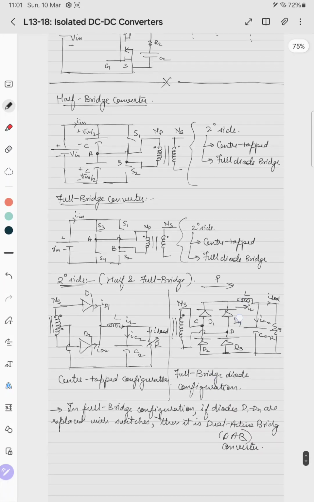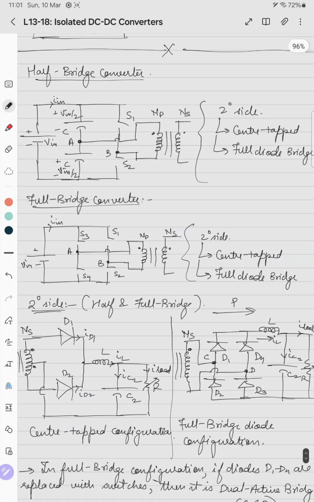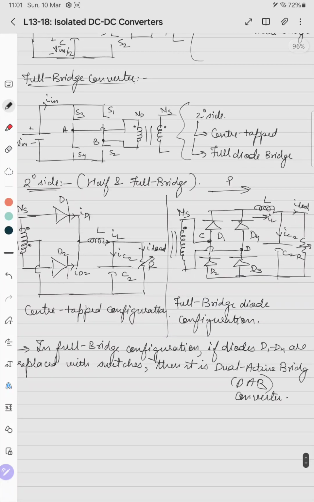So in a full bridge configuration, where the input side has 4 switches, if in the secondary full bridge diode configuration we replace the diodes with switches, then we have a total of 8 switches. In that case, that DC-DC converter is called a bidirectional dual active bridge converter. Active means there is a switch component present here instead of just the diodes.